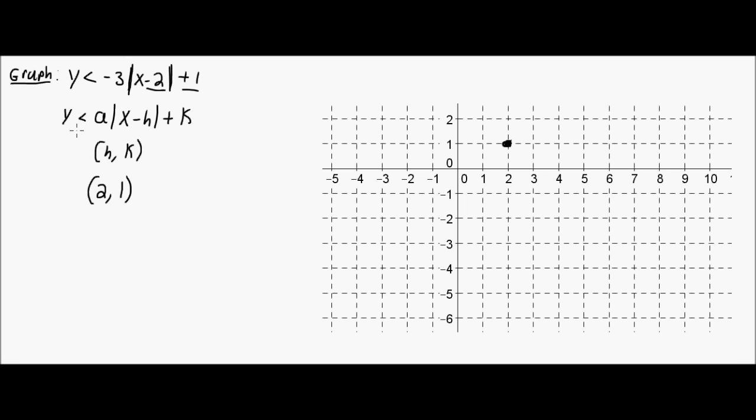Now, to find out where to go next, I simply look at the a value, this -3, and that tells me the slope of the right-hand branch of the equation, or to the right of the vertex. So it's -3, so I'm going to go down 3, 1, 2, 3, right 1, and repeat the process. Down 3, right 1, and I have the right-hand branch. Now the left-hand branch is going to be the opposite of that.